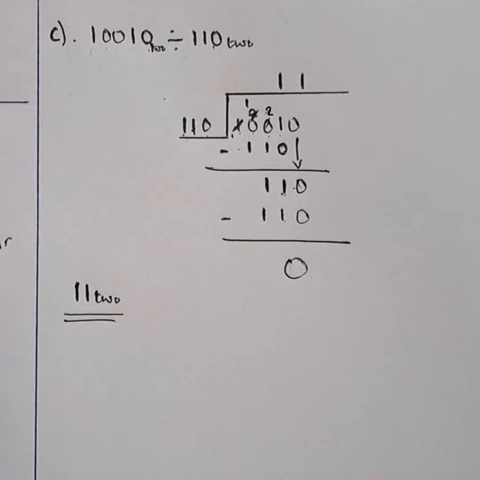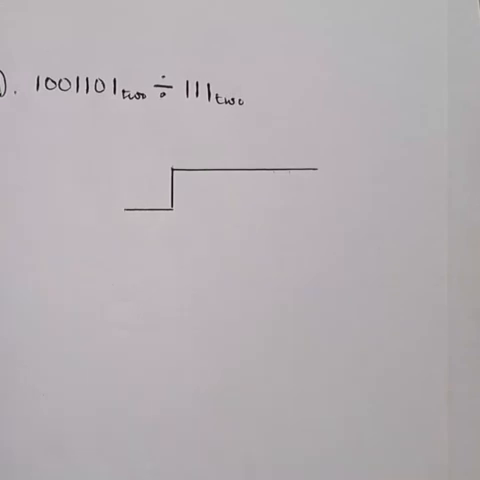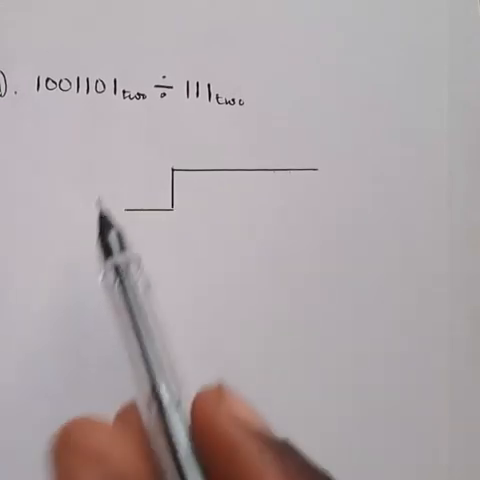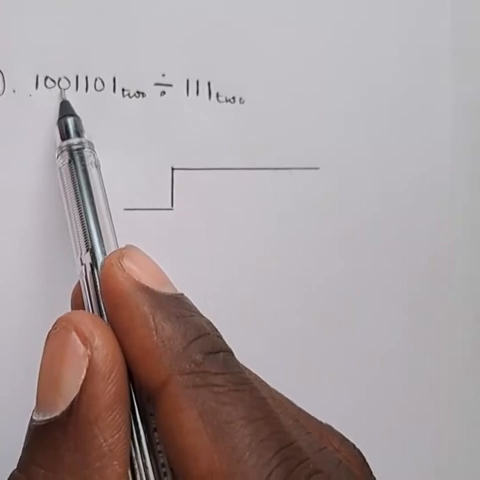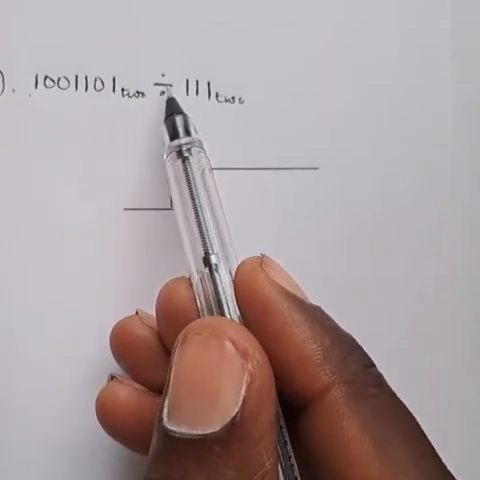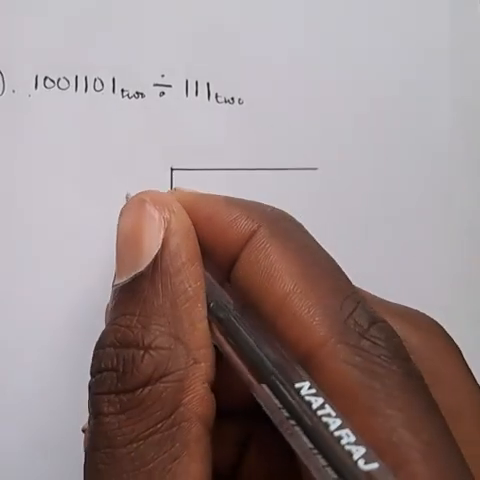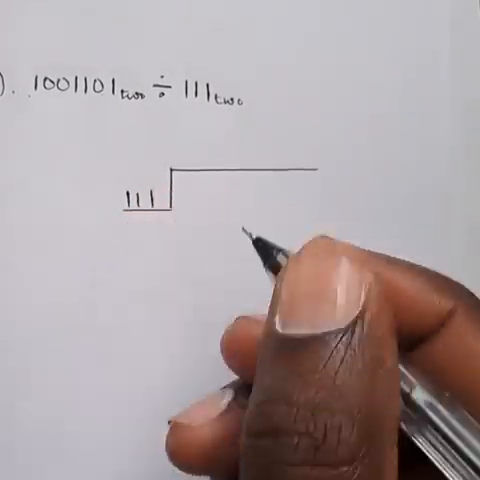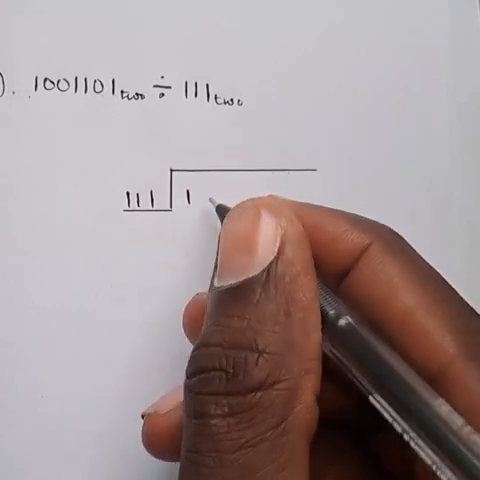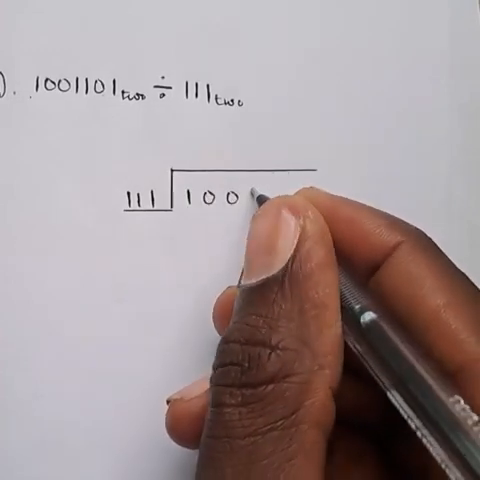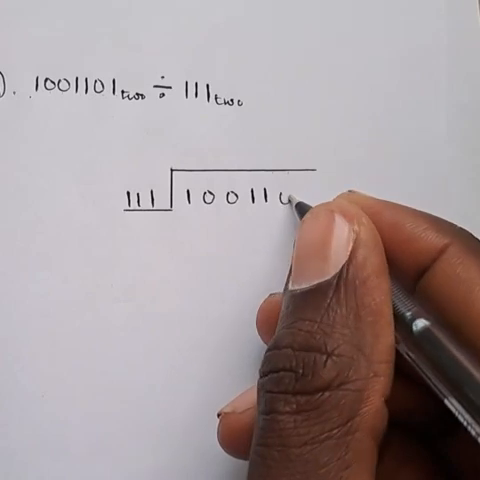Just look at one last example, which will have quite a number of digits, and then we'll see how we can break it down. So another final example now. Okay, so we have this one now. We have 1 0 0 1 1 0 1 in base 2 divided by 1 1 1 in base 2. So again, the divisor, which is 1 1 1, then the dividend, which is 1 0 0 1 1 0 1.